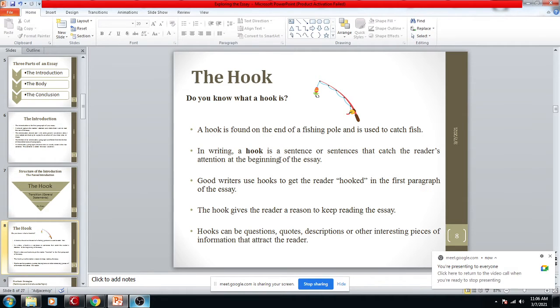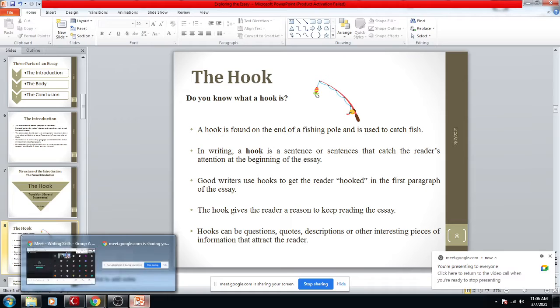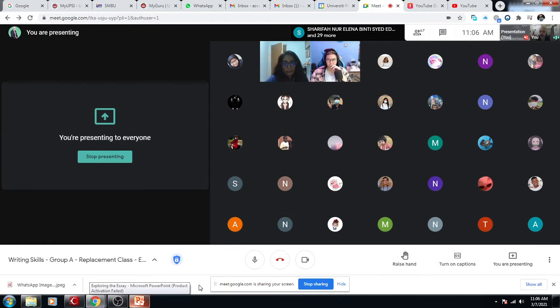In writing, a hook is a sentence or sentences, can be one sentence, can be a number of sentences, that catch the reader's attention at the beginning of the essay. And so the job or the function of the hook is just like the function of the hook at the end of the fishing rod. It is meant to catch fish.